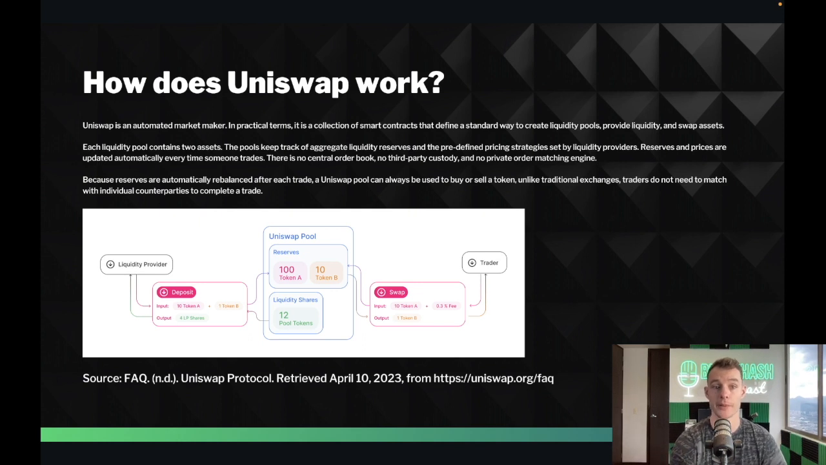Because these reserves are automatically rebalanced after each trade, a Uniswap pool can always be used to buy or sell a token. Unlike traditional exchanges, traders do not need to match with individual counterparties in order to complete a trade. So there's a little diagram there as well if you want to get an idea of how those trades work within the Uniswap pool, how tokens are kind of delegated, and a simple diagram of the process. You can also find it on the Uniswap website, which is where I grabbed it.